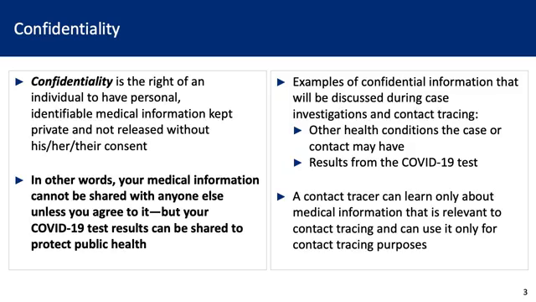So a contact tracer can only learn about medical information that's relevant to the contact tracing that you're doing, and it can only be used for contact tracing purposes. Similar to private information about people, contact tracers are also going to learn about confidential medical information of cases and contacts, and they can learn about it and they can use it, but only for contact tracing purposes.